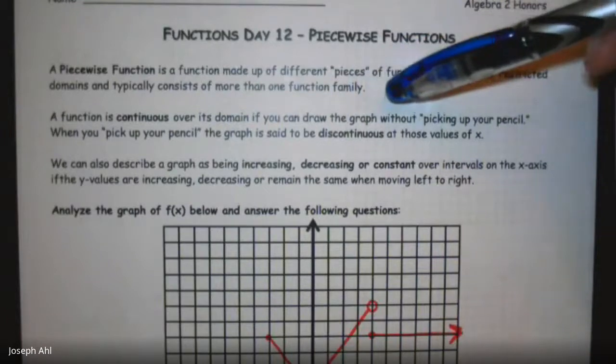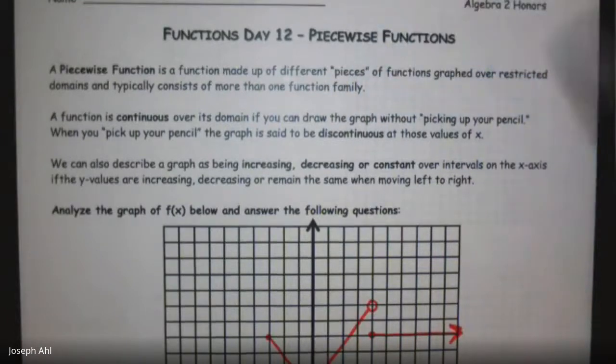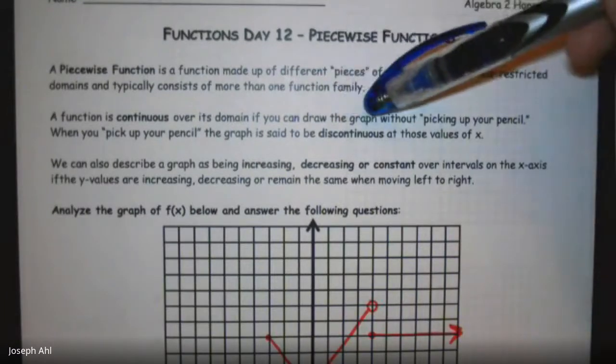A piecewise function is made up of different pieces of functions that are graphed over restricted domains. And what we've seen a lot is that typically they have more than one function family that's involved in the sketch. So we saw that a lot in the homework and then in yesterday's notes.